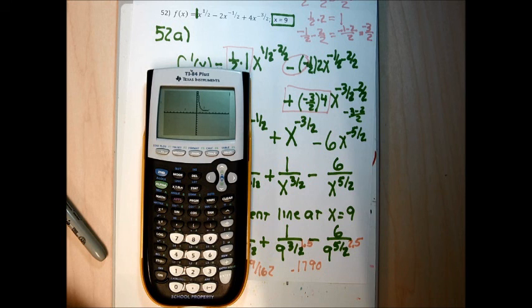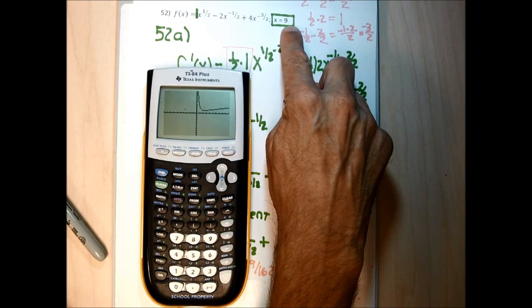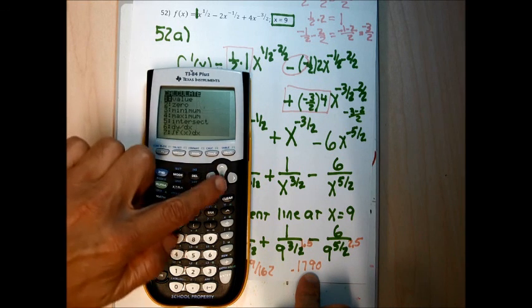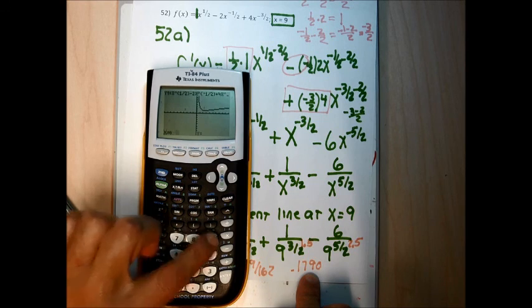And what I'm going to do is do second calc dy dx. I'm going to type in x equals 9, and I'll know my answer is right if it gets 0.179. You don't have to check to see if your answer to part A is right, but you can. After I select dy dx, I'm going to type x equal to 9.